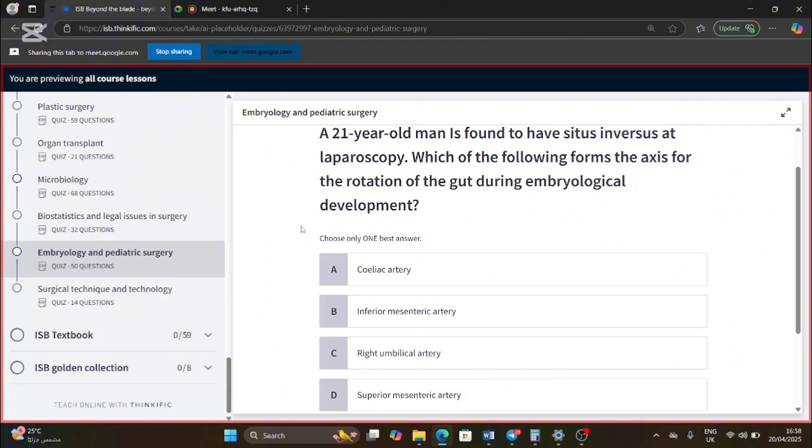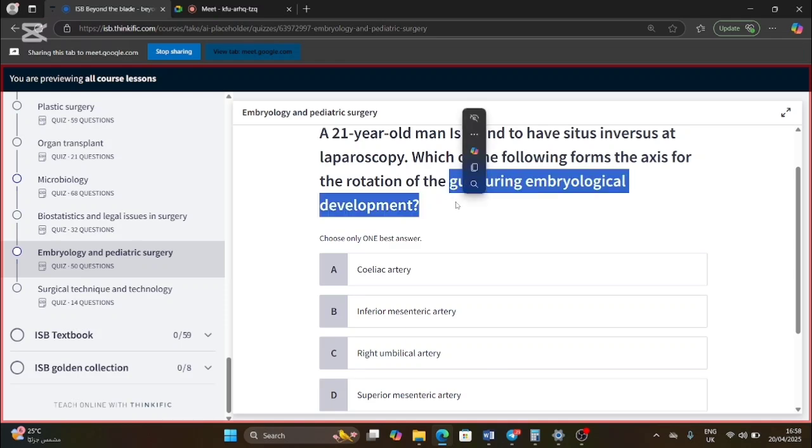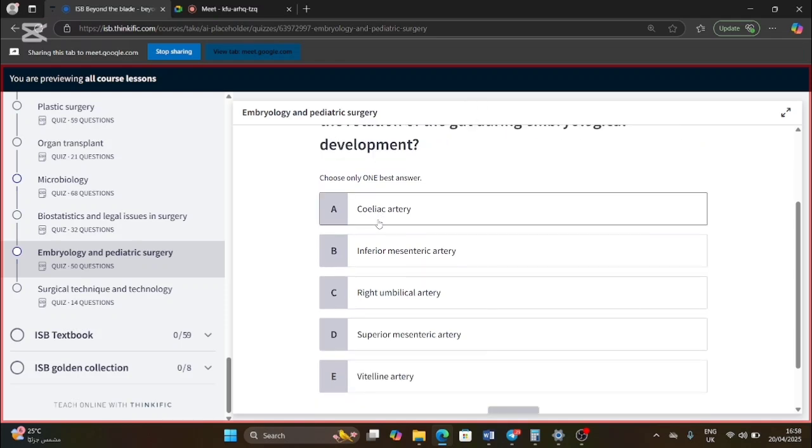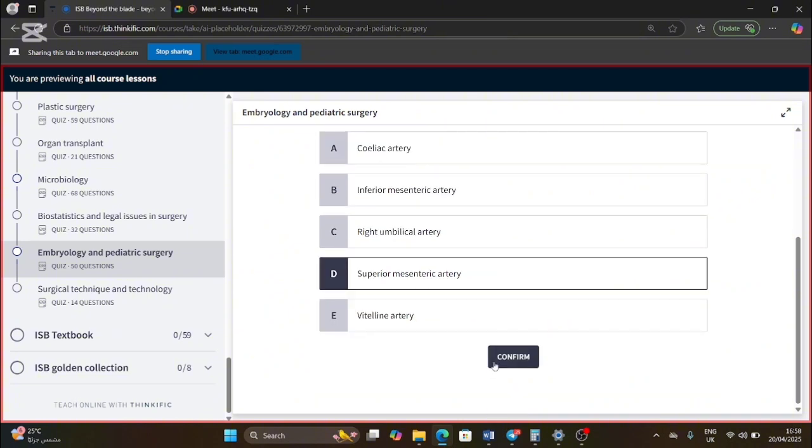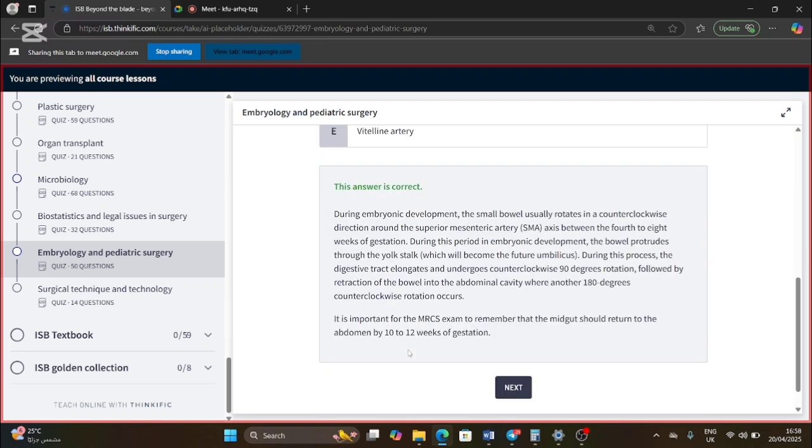A 21 year old is found to have situs inversus at laparoscopy. Which of the following forms the axis of rotation of the gut during embryological development? Superior mesenteric artery. So option D. Yes. Okay, let's see. So during midgut rotation, the superior mesenteric artery forms the axis.